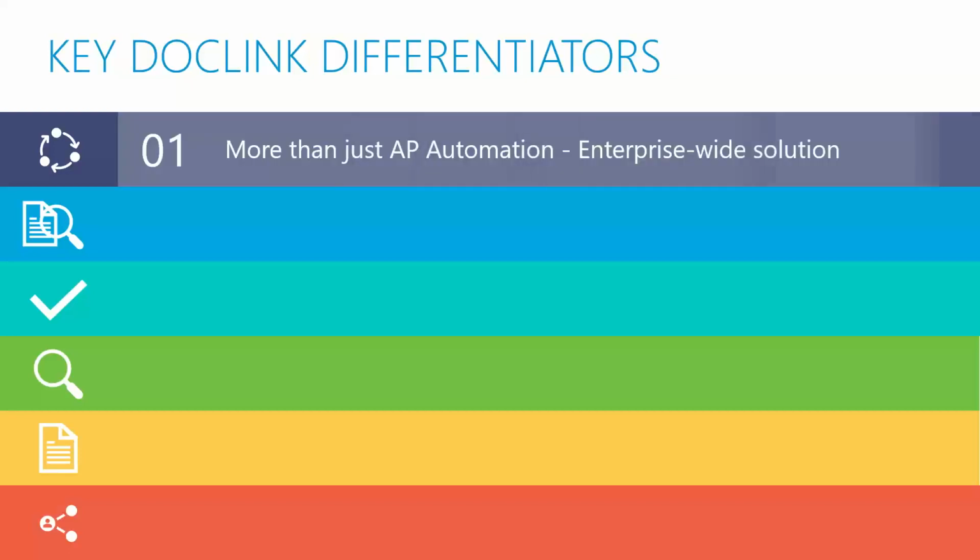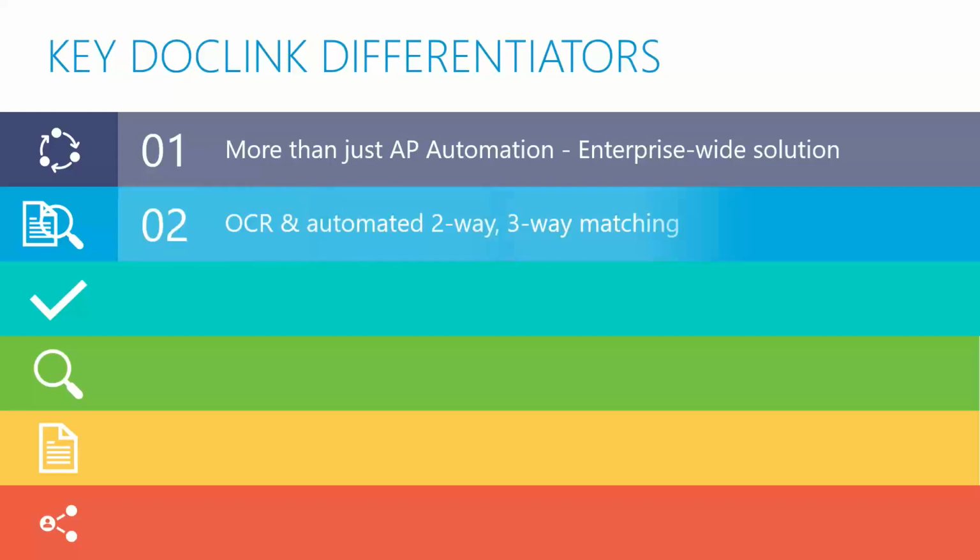Now, some of the differentiators with DocLink: it's more than just an AP automation tool. It's an enterprise-wide solution. We always start in AP because, as I mentioned at the beginning, that's where things get started, right? That's where the biggest pain points are. But know that DocLink can help in other areas. It could help storing contracts, sales order processing, legal or HR documents that need to be stored in one place. So we have a lot of our customers that start out in AP but wind up using it throughout their organization.